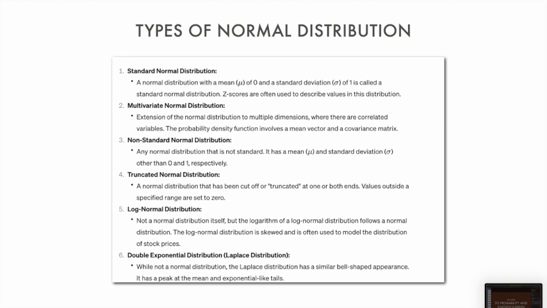Double exponential distribution, while not a normal distribution, the Laplace distribution or the double exponential distribution has a similar bell-shaped appearance. It has a peak at the mean and exponential-like tails.